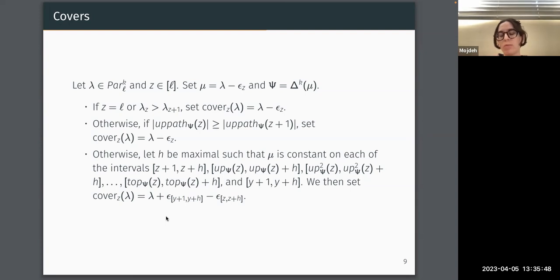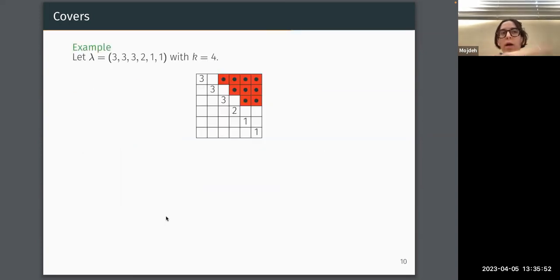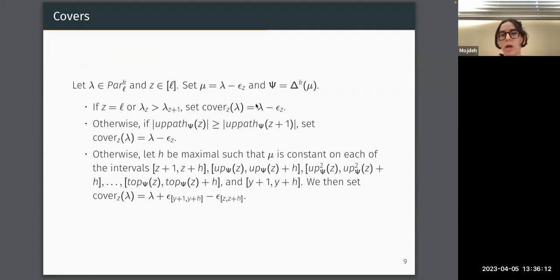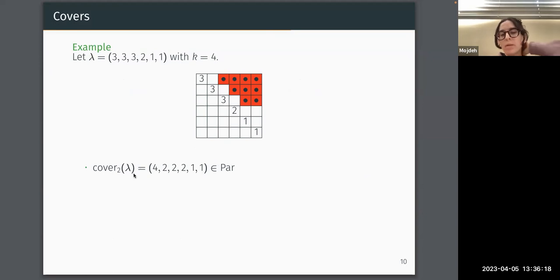Okay, so let's do examples so that this becomes a little bit easier. And I'll tell you why that parity that I was talking about matters a little bit later. So if we were to take 3, 3, 3, 2, 1, 1 as our partition, and we take k equals 4. I've drawn the k-Schur root ideal, but you don't even need to worry about the black dots or anything. Just know that this is the k-Schur root ideal, and remember the k-Schur root ideal is essential to defining a cover. What happens is that cover 2 of lambda in this case is 4, 2, 2, 2, 1, 1, and it's a partition.